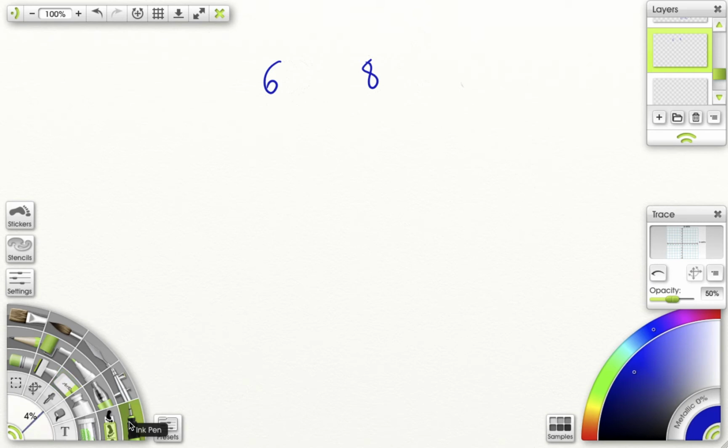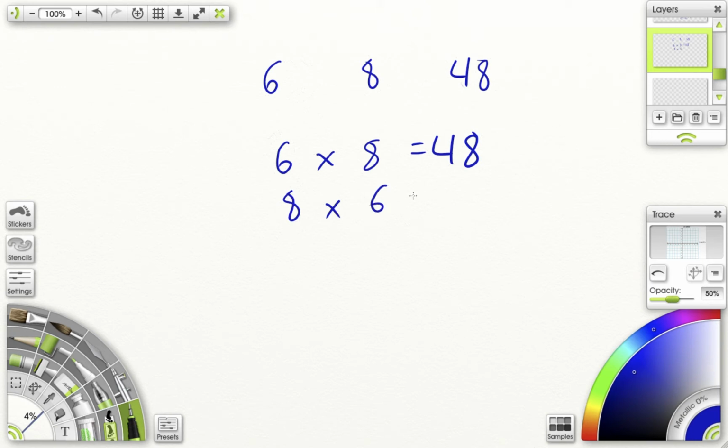In our last lesson, we were talking a little bit about fact families and how, if you are given three numbers, such as 6, 8, and 48, how are they all related to one another? So you were listing out how they are related. For example, if we look at our multiplication table, we know that 6 times 8 equals 48. And therefore, 8 times 6 equals 48 as well.